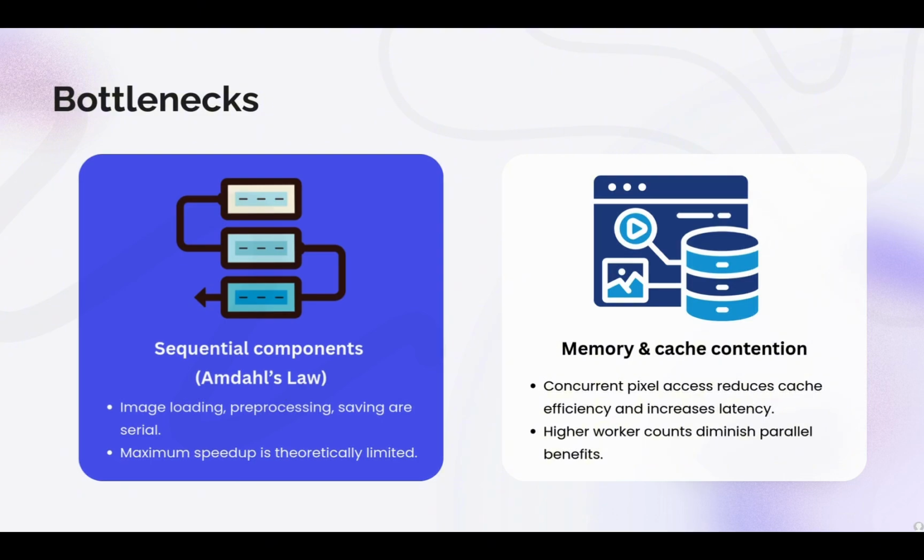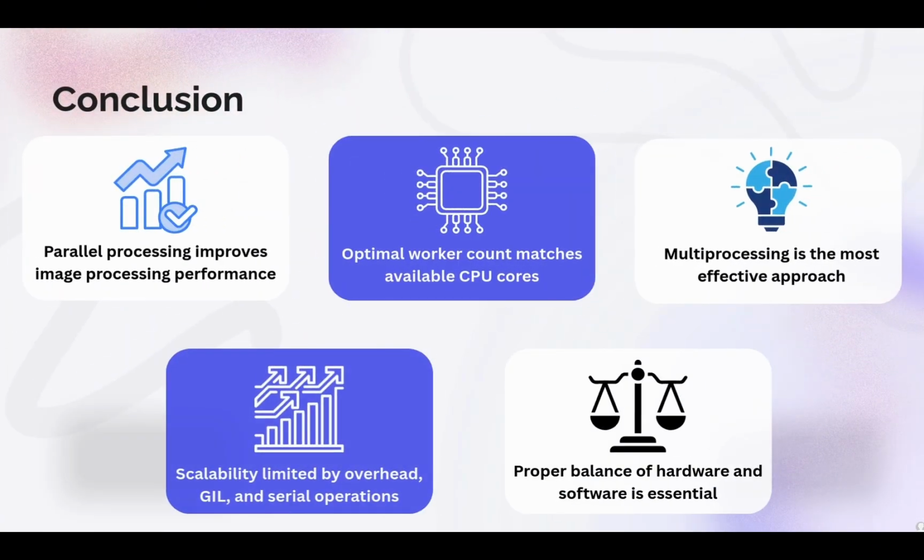In conclusion, this project demonstrates that parallel processing can significantly improve the performance of image processing applications. By applying multi-processing and multi-threading techniques, execution time was reduced compared to single worker execution. The results show that optimal performance is achieved when the number of workers closely matches the available CPU cores. Beyond this point, the performance gains diminish due to increased overhead and resource contention. Among the two approaches, multi-processing proved to be the most effective for CPU-bound image processing tasks.